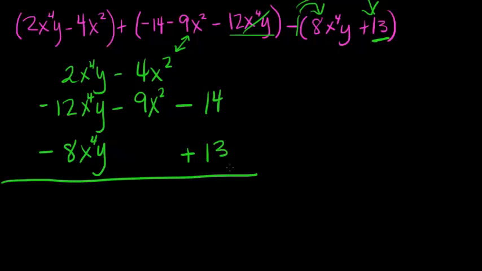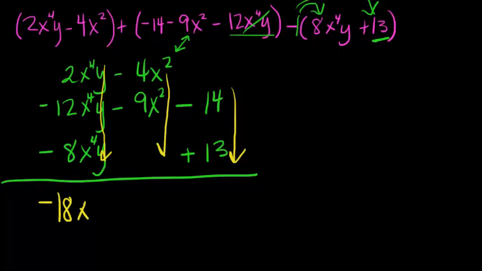Now, I am going to combine these, and there's like 3 columns. So, if you think about it, you've got a column right here to combine, you've got a column right here to combine, and then you have the numbers to combine. So I have 2 and -12 is -10, with a -8 is -18x to the 4th y.